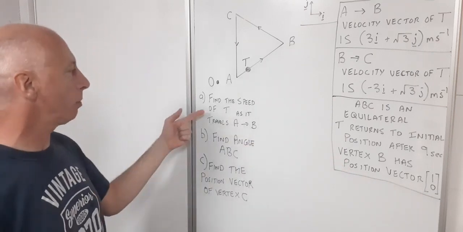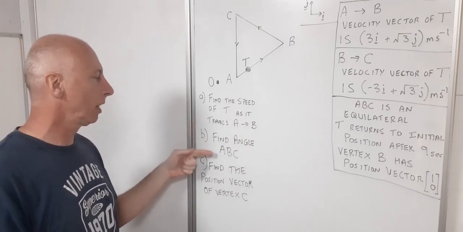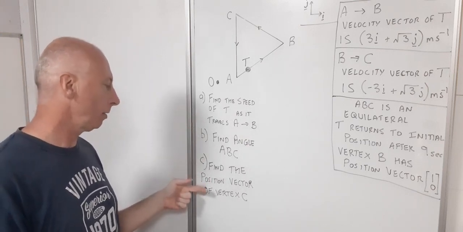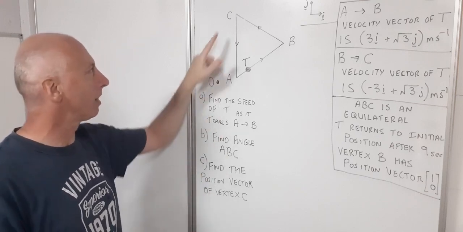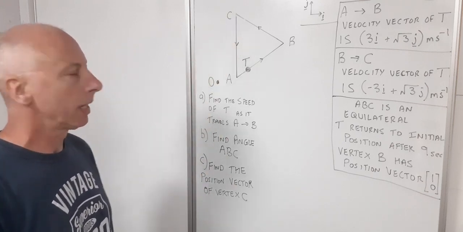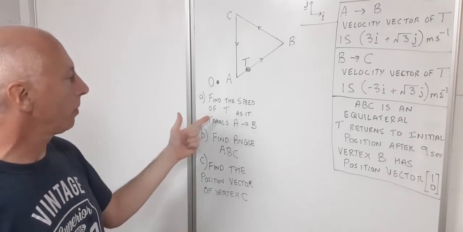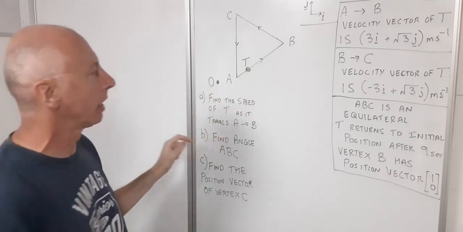Now we want to find the speed of t as it travels from A to B, the angle ABC, and find the position vector of the vertex C. So that's that part there. So how are we going to do that? Well, first of all, find the speed of t as it travels from A to B.